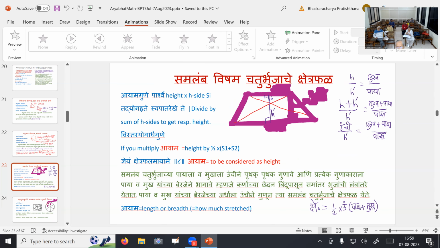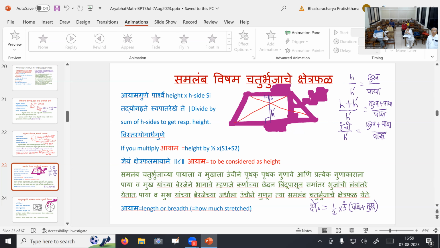Okay. Now, this is now some time left. Ayama gune, so samalamba vishama chaturabhujache kshetrafal. So we have this trapezium.